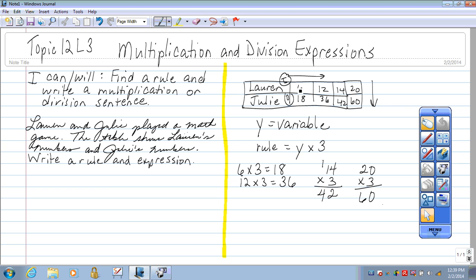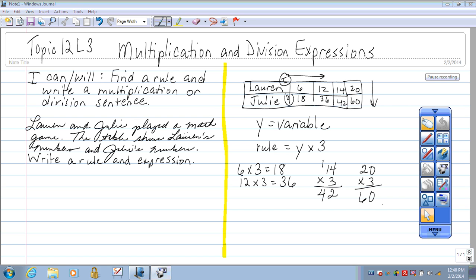I look at the first expression and I know a math fact. 6 times 3 is 18. So I'm going to say my rule is y times 3. I just picked y as a variable because I can pick any letter I want. This has to be true for every situation, so I check to see if it is. Yes, 12 times 3 is 36. 14 times 3 is 42. And 20 times 3 equals 60. So I've proven that this is in fact my rule. I'll pause to let you write this information and we'll show another example.